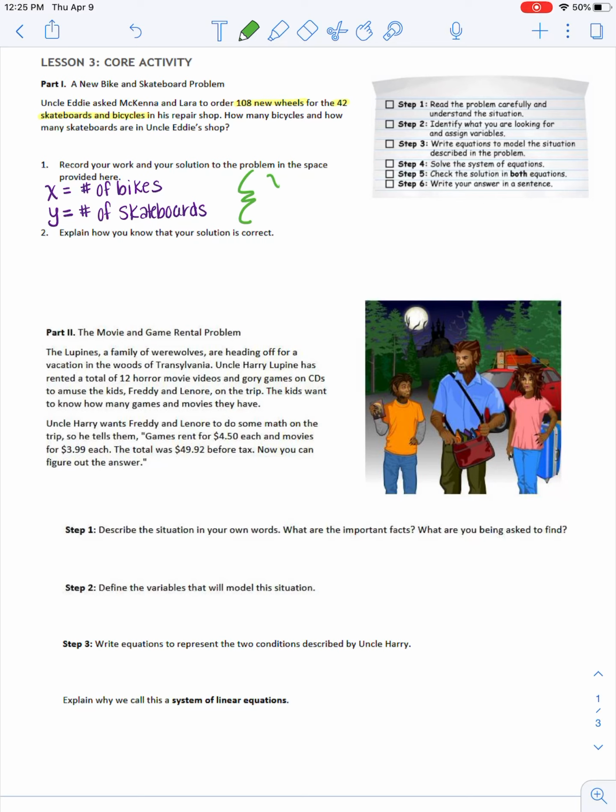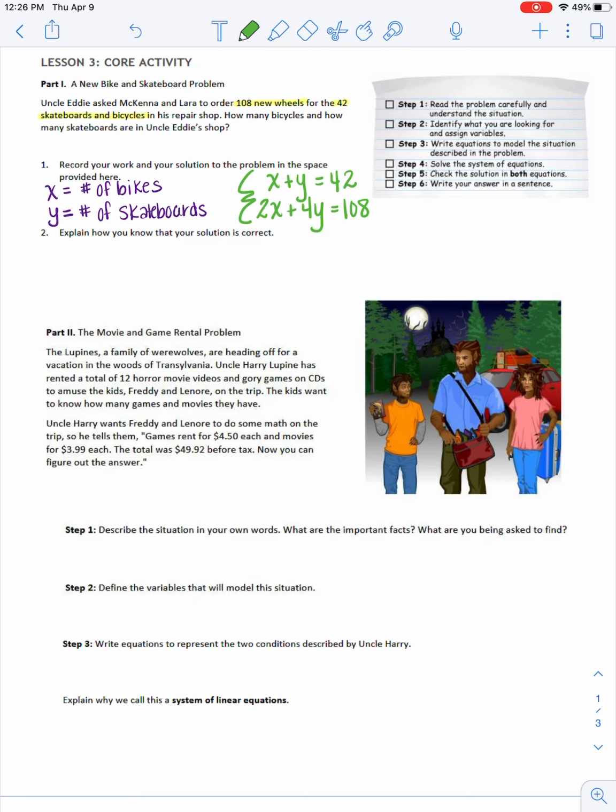Okay, so we know that the number of bikes, which is X, plus the number of skateboards, which is Y, has to equal 42 vehicles. We also know that the number of wheels total 108. And from previous problems and just from knowledge outside of math class, we know that there are 2 wheels for every bike and 4 wheels for every skateboard. And when I total those all up, I need to get 108 wheels.